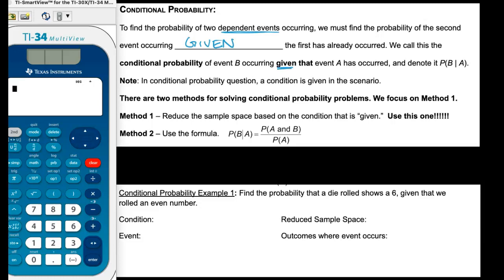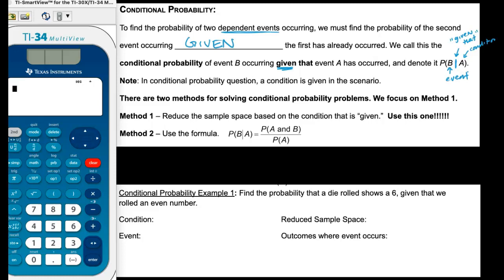Anytime you see the word given, and sometimes there are other ways the problem is written, you might not always see the word given, but I would say that's the most common way these problems are written, you can assume it's a conditional probability question. The notation for that is this vertical line. When you see this vertical line, just say to yourself, this means given that. So we read this, what is the probability of B given that A has already occurred? A is your condition, so that already occurred. B is the event that you're trying to find the probability of.